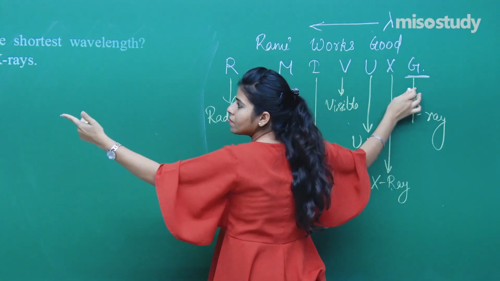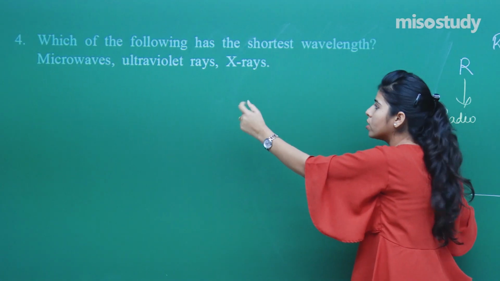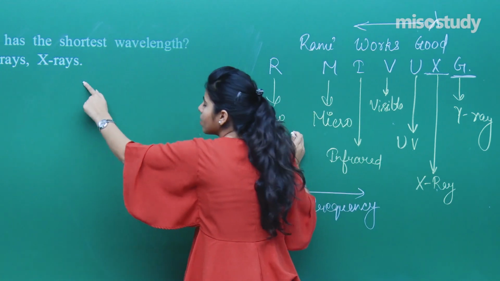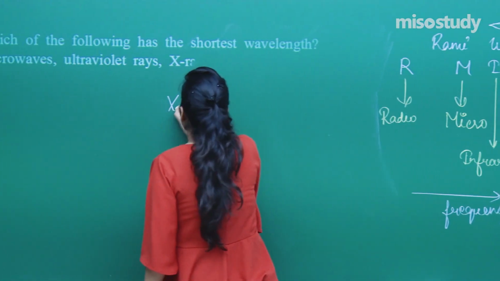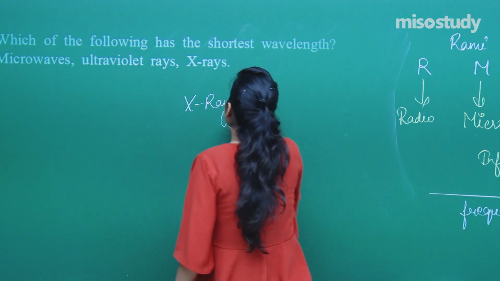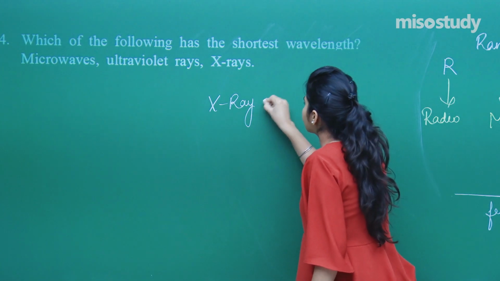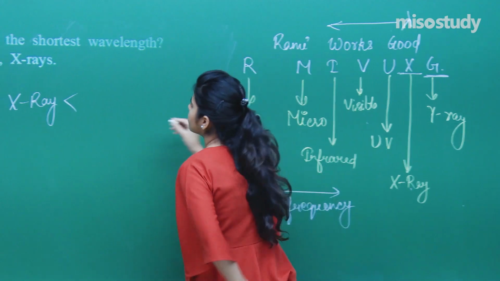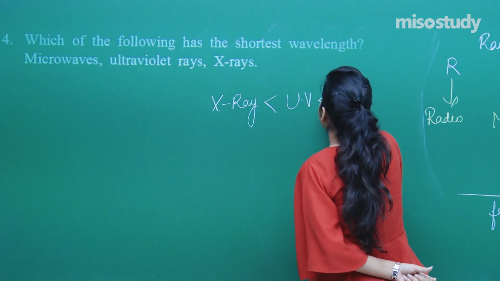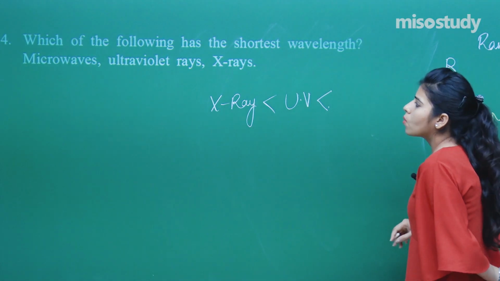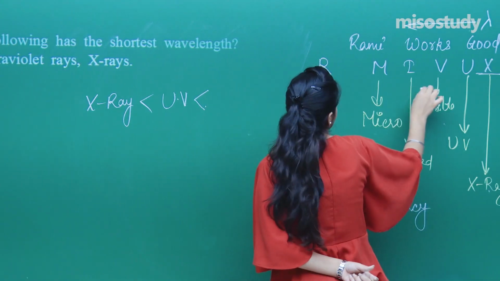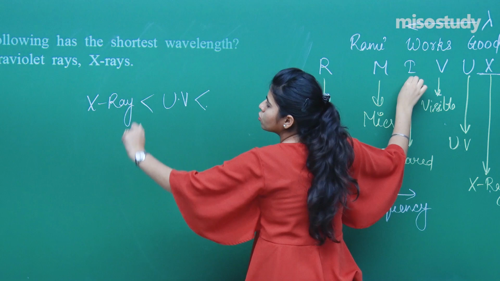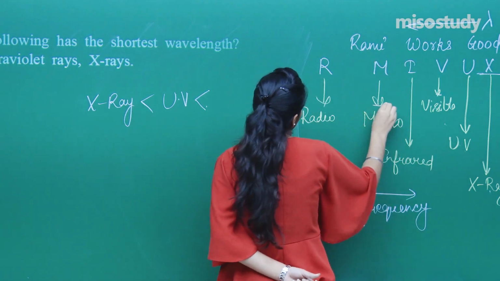Is gamma ray available in the options? No. Then after that we have X-ray. Is it available? Yes. So X-ray has the shortest wavelength among the options. Then we have UV. Is UV present? Yes. Then after that visible? No. Infrared? No. Only the microwave is present.